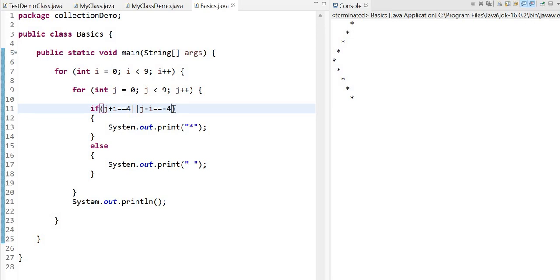Now again, OR j minus i equal to 4. Which line will it draw? Correct. And OR j plus i is equal to 12. Let me just draw it again and execute it. So correct, we have got the correct answer.